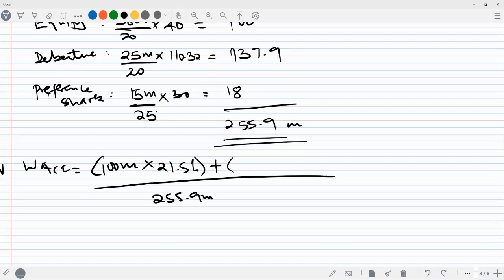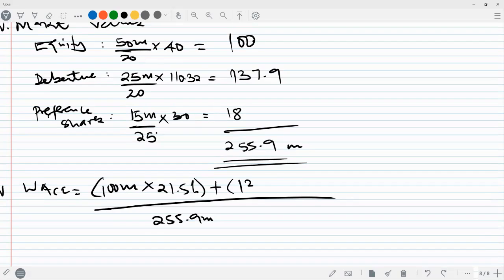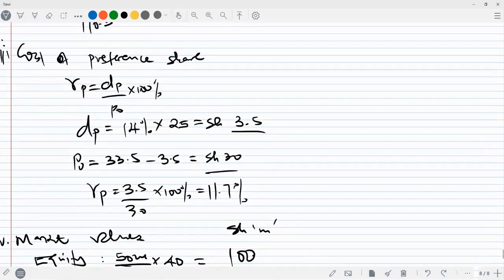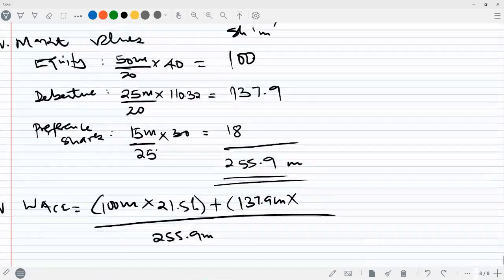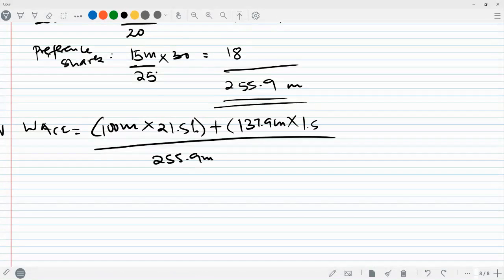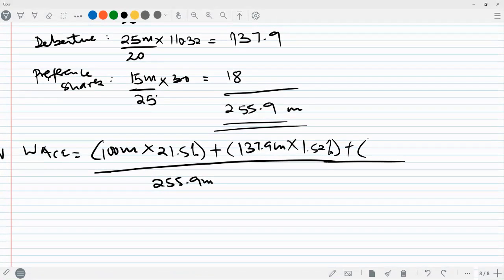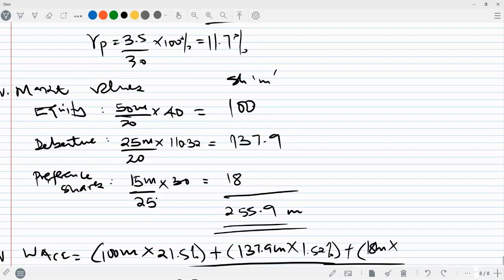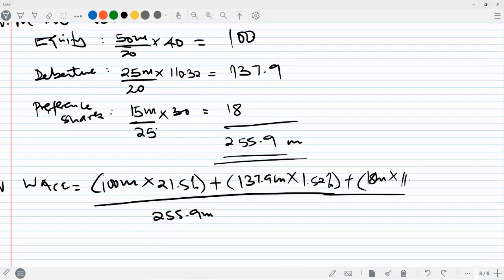plus the weight of debenture, 137.9 million, divided by 255.9 times the cost of debenture, which we got to be equal to 1.52, plus the weight of preference share, 18 million, divided by 255.9 times the cost of preference shares, which is equal to 11.7. And you get how much?